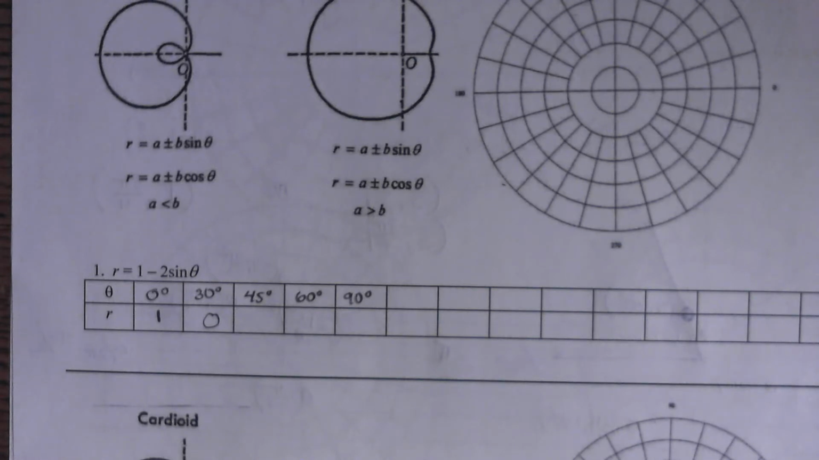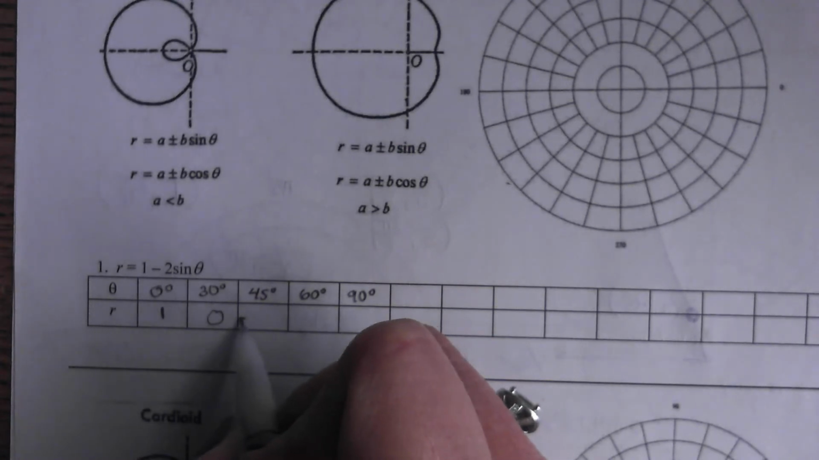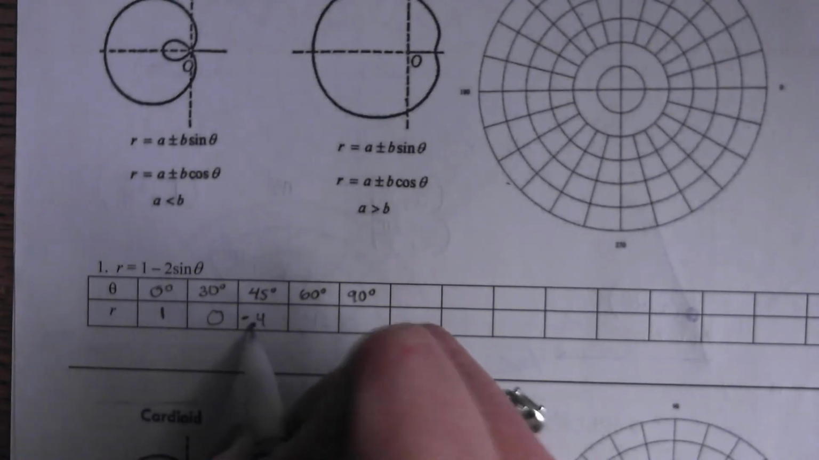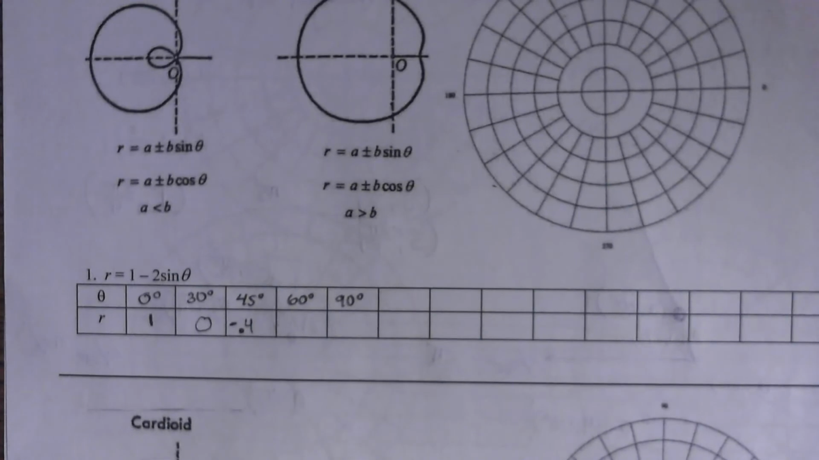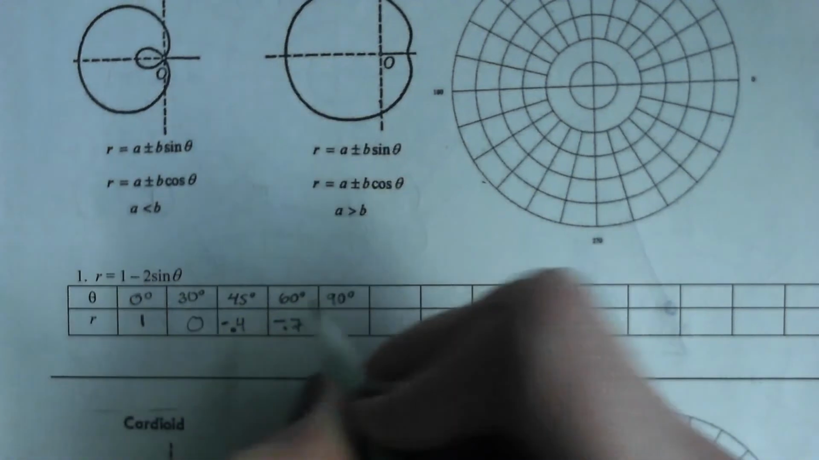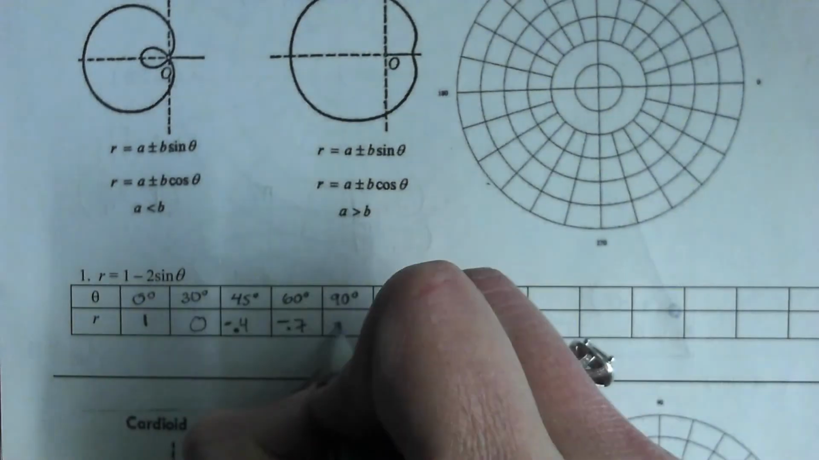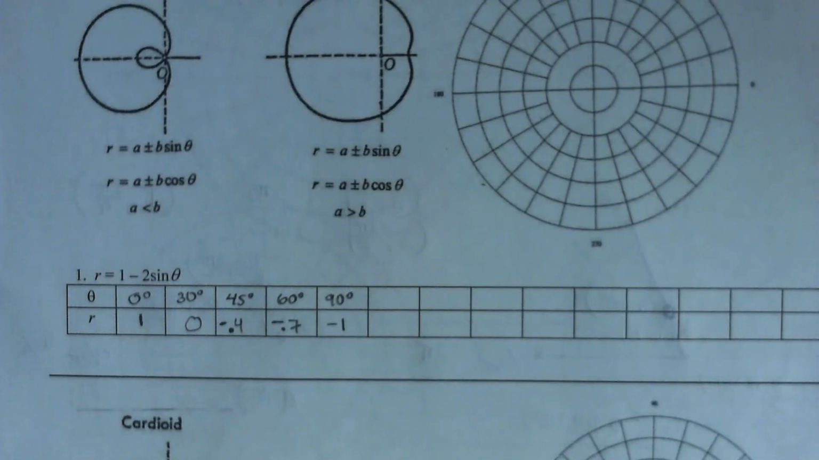1 minus 2 times the sine of 45 gives you, let's round to the nearest tenth, negative 0.4. Because we're going to have to plot these, so there's no sense in overdoing it. Nearest tenth is good enough. 1 minus 2 times the sine of 60, negative 0.7. And 1 minus 2 times the sine of 90 brings you to negative 1. So we're going to stop there.